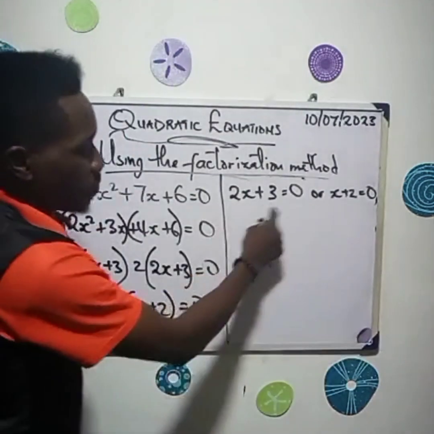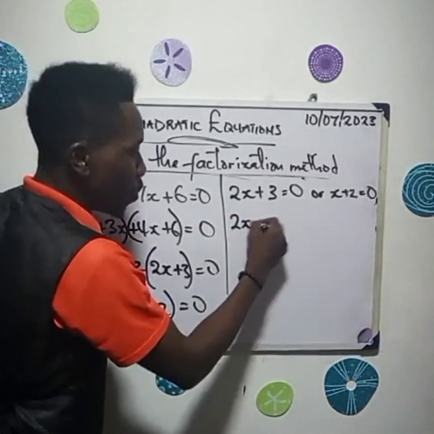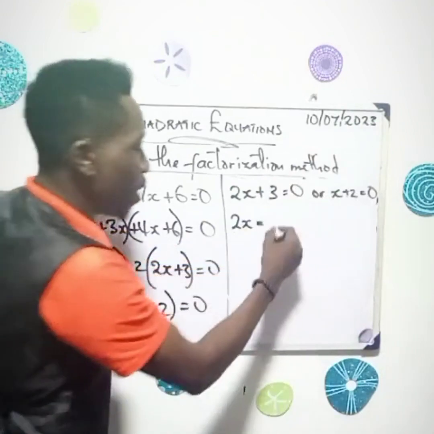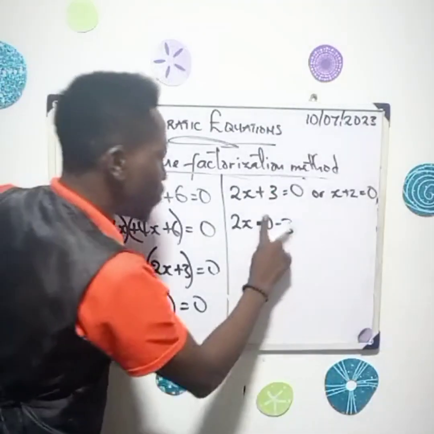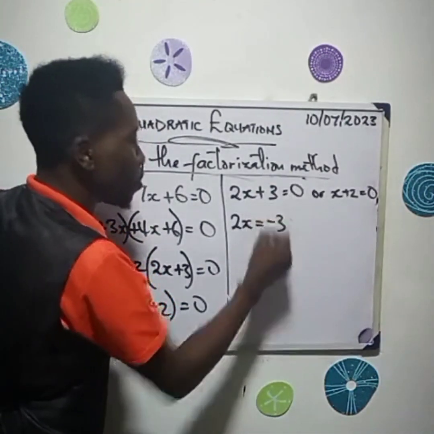So now 2x plus 3 equals 0, you're going to have what? You're going to have 2x equals 0 plus 3. You subtract 3 from both sides, you have 0 minus 3. 0 minus 3 is minus 3. So we have 2x equals minus 3.